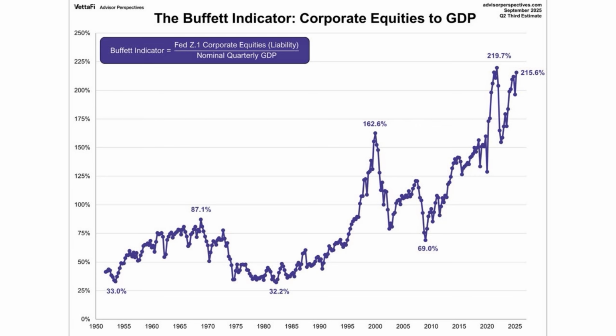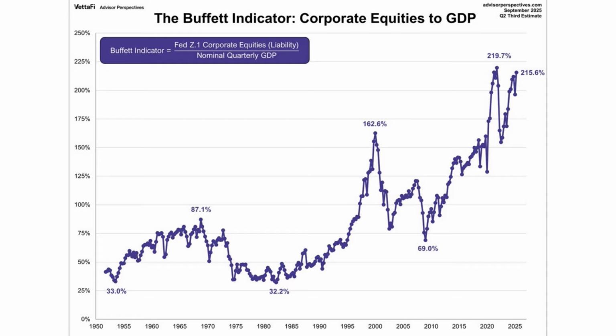The indicator is simple. It's the total market value of all publicly traded stocks divided by a country's GDP. It helps gauge if the stock market is undervalued, fair valued, or overvalued. Our data for this indicator goes back to the mid-20th century, using the Fed's Z1 report for corporate equities and nominal quarterly GDP. Now let's look at the latest reading.